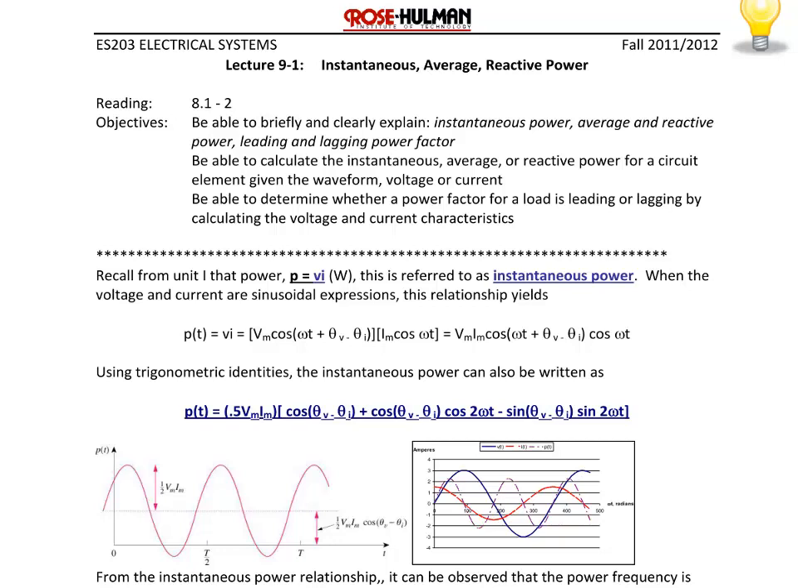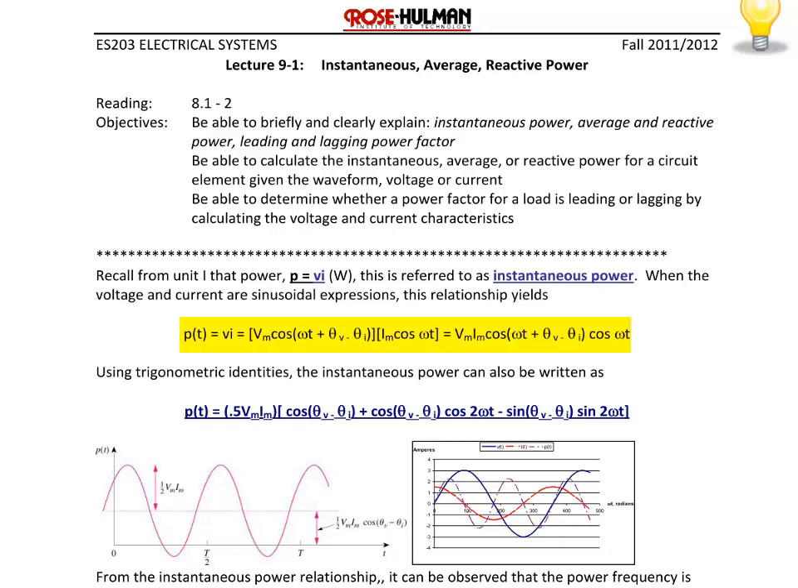Recall that from our study of DC circuits, power is equal to V times I, and the units are watts. This is referred to as the instantaneous power. When the voltage and current are sinusoidal expressions instead of constants, this relationship is a lot more complicated. P of t would be V times I, so that would be V sub m cosine(omega t plus theta V) times I sub m cosine(omega t minus theta I).